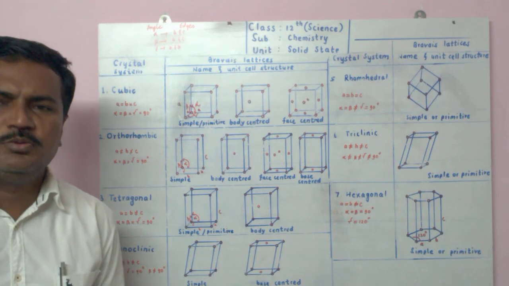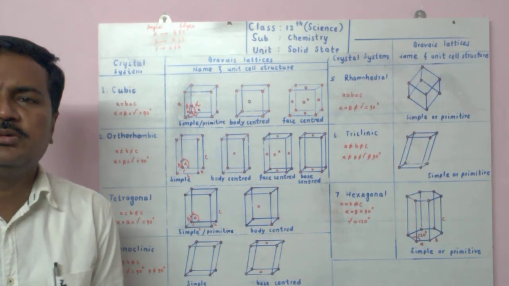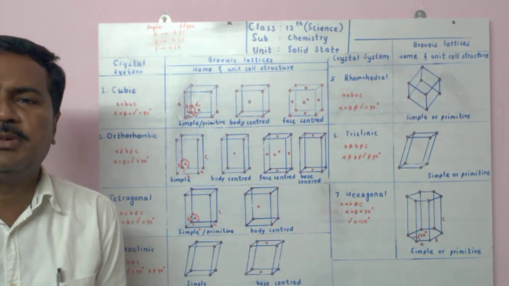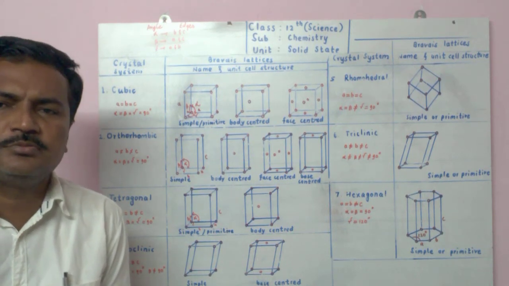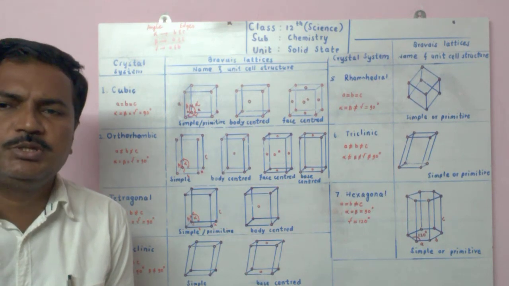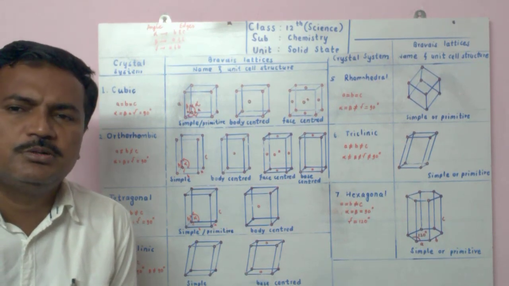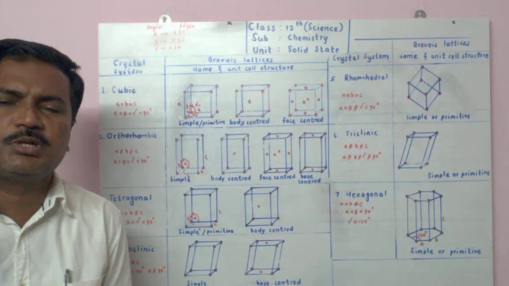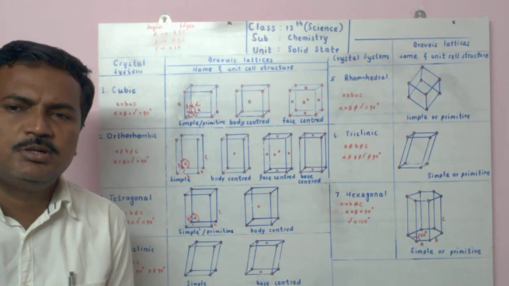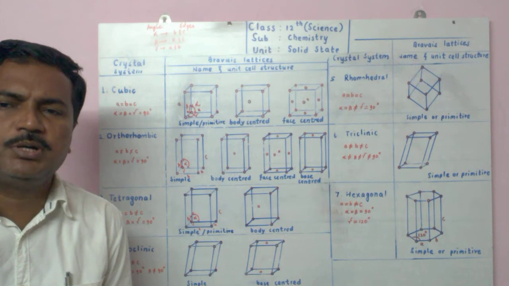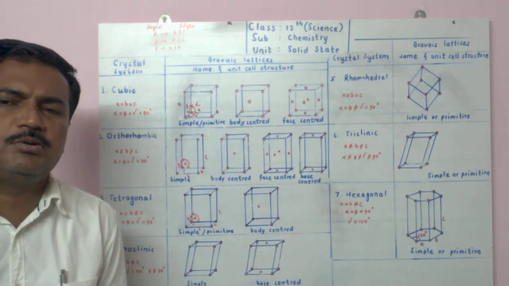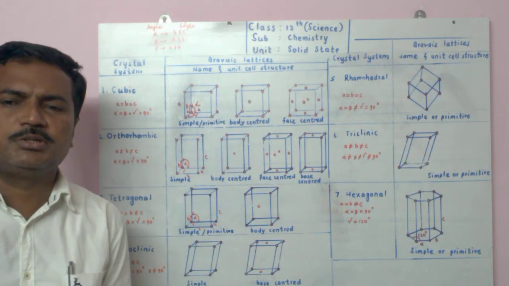There are 14 types of different space lattices. Lattices are possible by a mathematical analysis. There are 14 ways in which similar points can be arranged in three-dimensional space. So these 14 lattices which describe the crystal structure are called Bravais lattices. The 14 Bravais lattices are divided into 7 crystal systems.